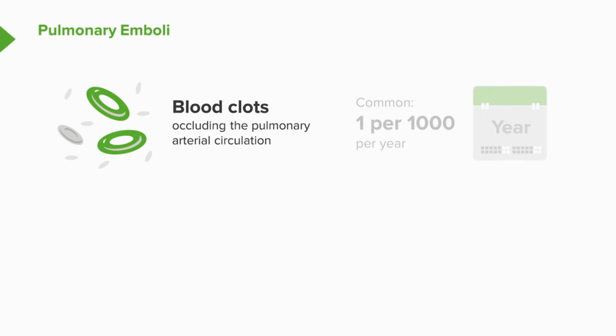So moving on, pulmonary emboli. These are blood clots occluding the pulmonary arterial circulation. They're very common, 1 per 1,000 per year.